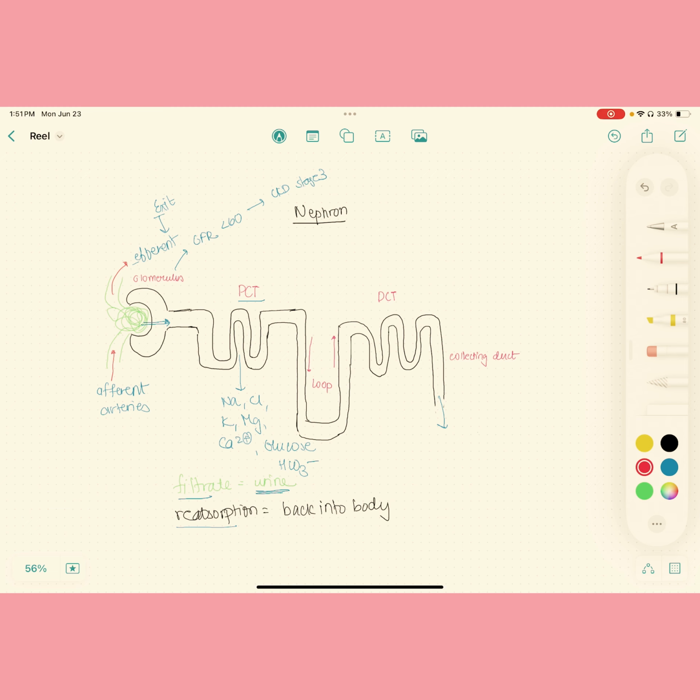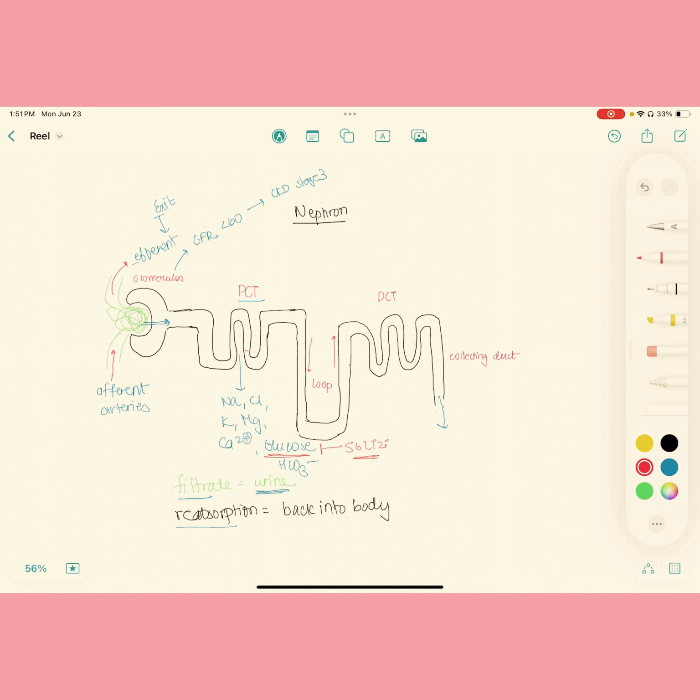So you have a certain class of medication, also known as SGLT2 inhibitors, used in diabetes patients. They prevent this reabsorption of glucose back into the body, which means the glucose will stay in the filtrate in the proximal convoluted tubule. So your SGLT2 inhibitors work here.